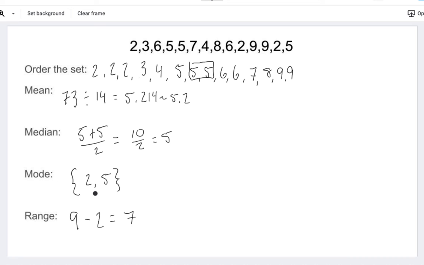The mode is 2 and 5. The median is just 5. And the mean is 5.2.